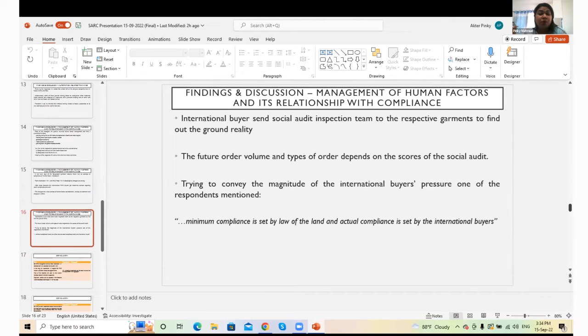International buyers sent social audit inspection teams to the respective garments to find out the ground reality. The future order volume and types of order depend on the scores on the social audit. Trying to convey the magnitude of the international buyers' pressure, one of the respondents mentioned, minimum compliance is set by the law of the land and actual compliance is set by the international buyers.